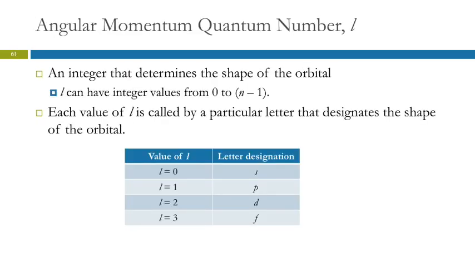Angular momentum quantum numbers. So that's L. So L can be anywhere from 0 to 1 less than n. So you look at a particular value for the principal quantum number, and that dictates what values are possible for L.